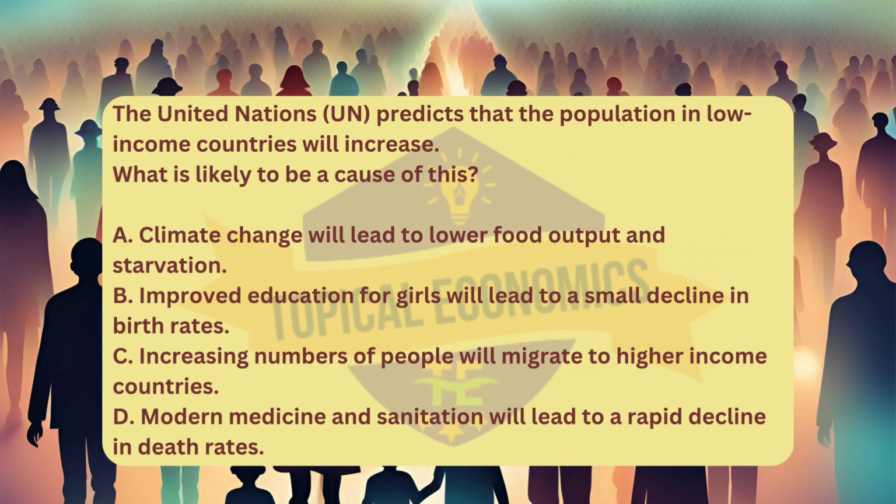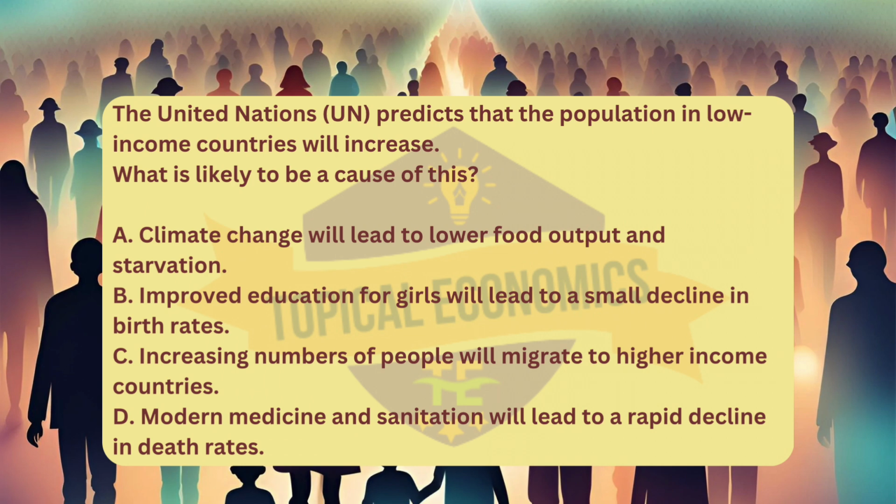Next, option B. Improved education for girls will lead to a small decline in birth rates. Improved education for girls is indeed an important factor in reducing birth rates over time, as educated women tend to have fewer children. However, the question specifically asks for a reason for population increase, and while education may help reduce birth rates in the long run, it is not the cause of immediate population growth. In fact, as birth rates decline, population growth would eventually slow.